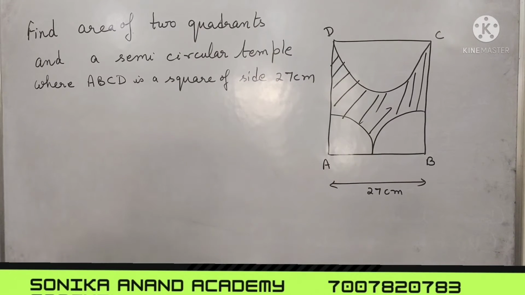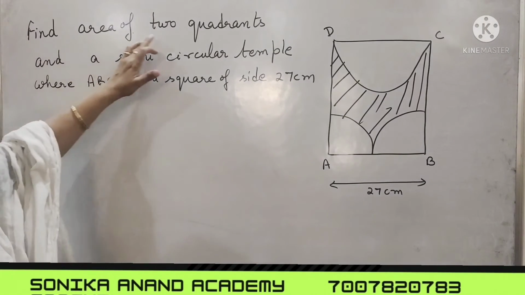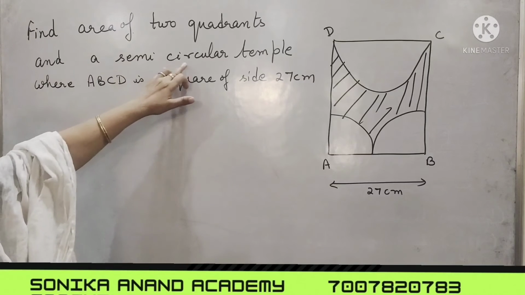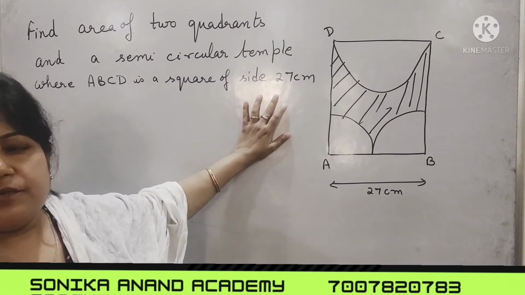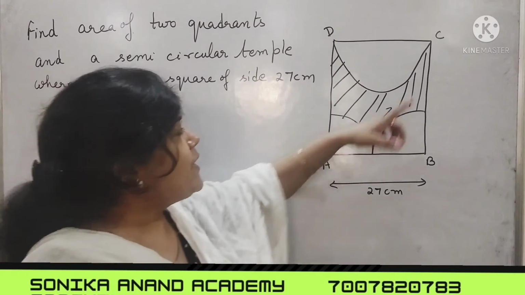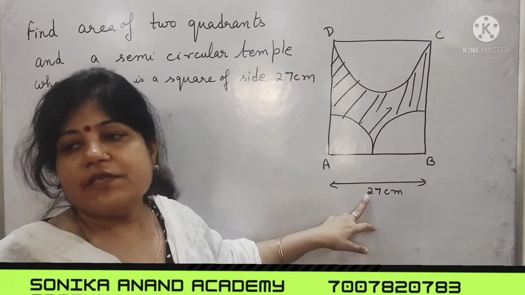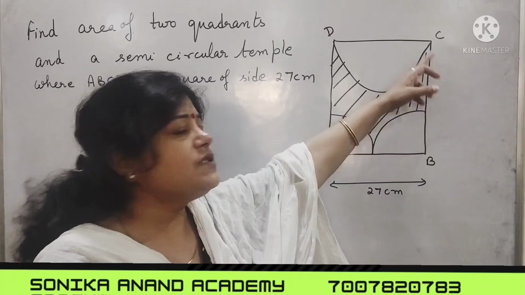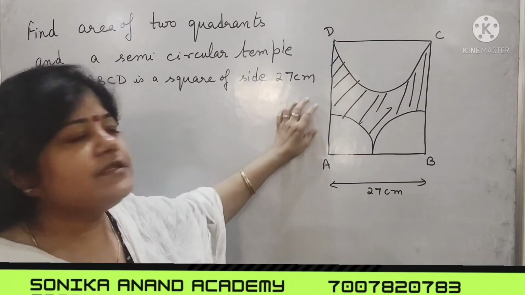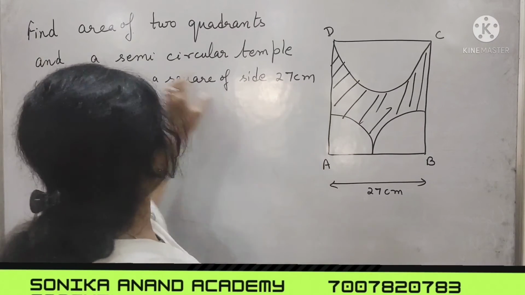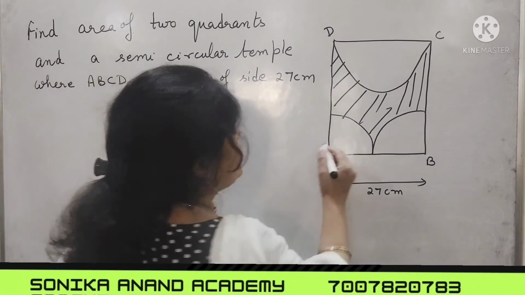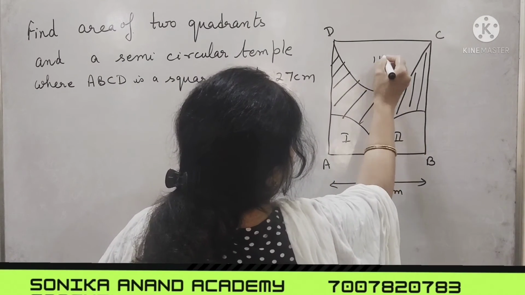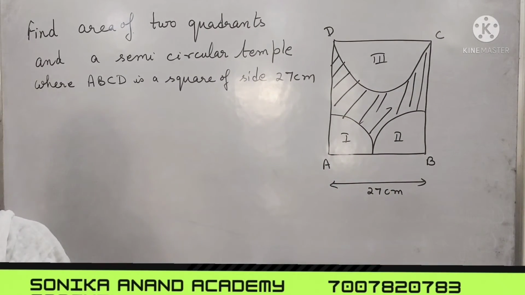Now there's one more question on surface area and volume. Find the area of the two quadrants and a semicircular temple where ABCD is a square of side 27 cm. That means according to the question, this is a square ABCD having the side 27 cm. That means AB is 27, BC is 27, CD is 27 and AD is again 27. We have to find the area of two quadrants, this quadrant and this quadrant, and the area of this semicircular temple. We have to find different areas of this quadrant.